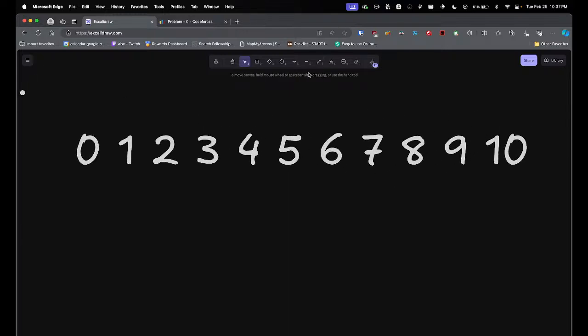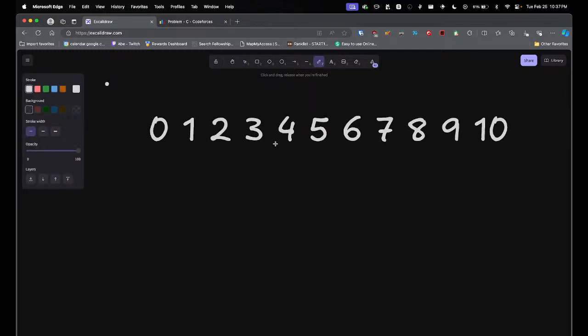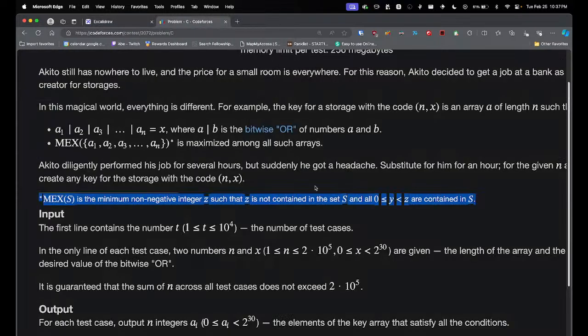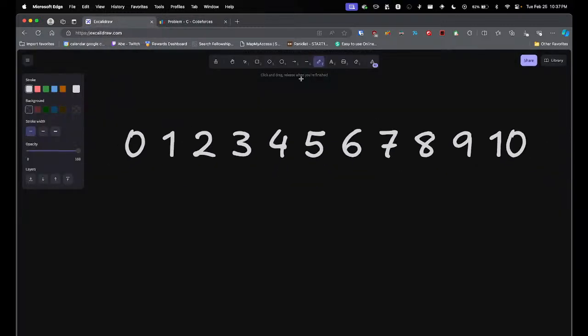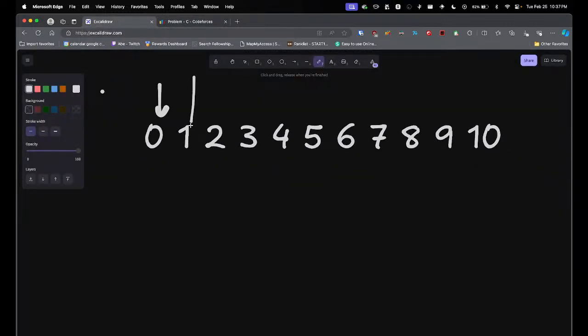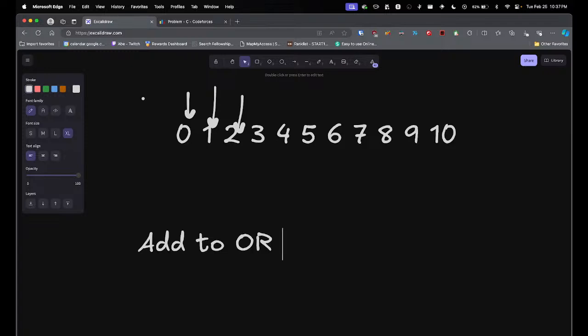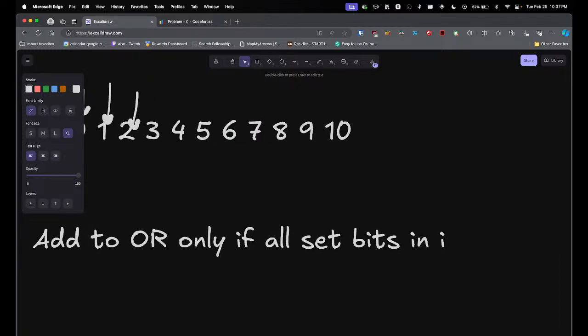Yes, sir. So this maximizes the MEX, but this doesn't necessarily make my OR equal to x, right? So how do I take into account how much my MEX should be and what my other numbers should be? Now for every number i, I'll add it to the OR only if all set bits in i are set in x.